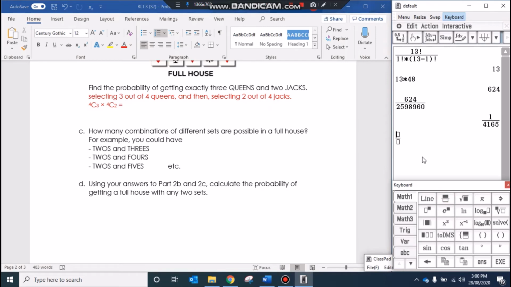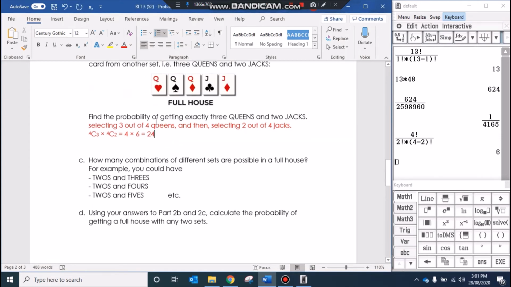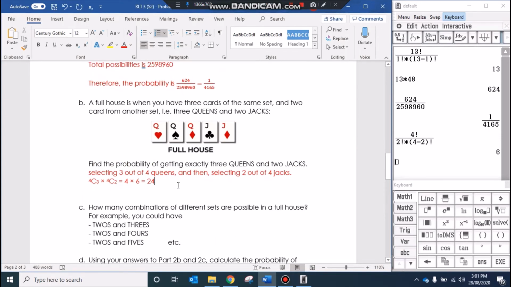So 4C3, 4 factorial over 3 factorial times 4 minus 3 factorial. That's 4. Now 4C2, I'm just going to change these numbers to 2. That's 6. 4 times 6 is 24. So there's 24 different combinations that exist where we can get this exact arrangement of a full house.